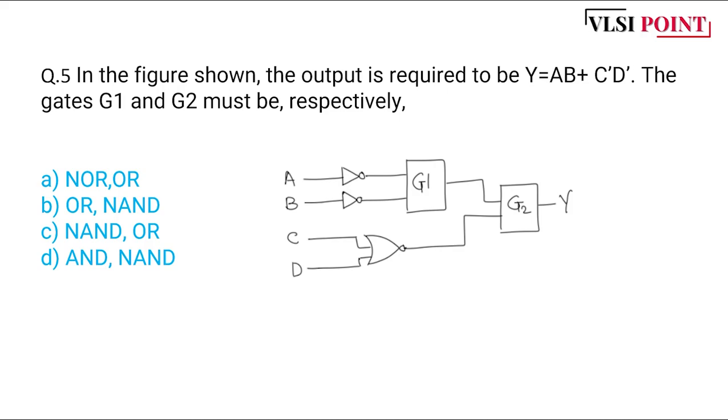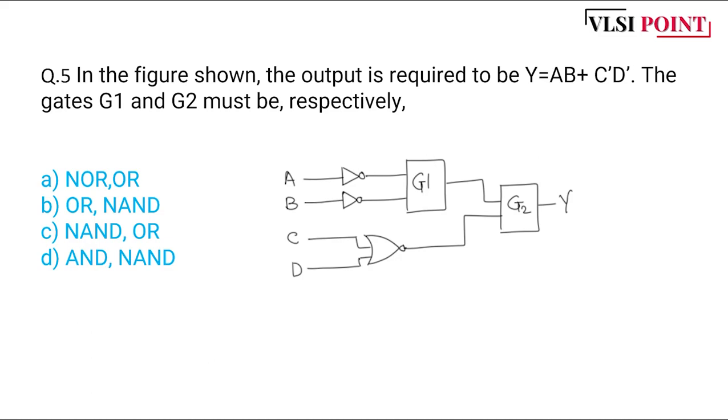NOR or NAND, NAND or AND NAND. Okay. So we have the circuit where we have A, B, C, D as inputs. They have given some gates: two inverters, one NOR gate, and we don't know what G1 and G2 are, but we know what Y should be. So Y should be AB plus C bar D bar.